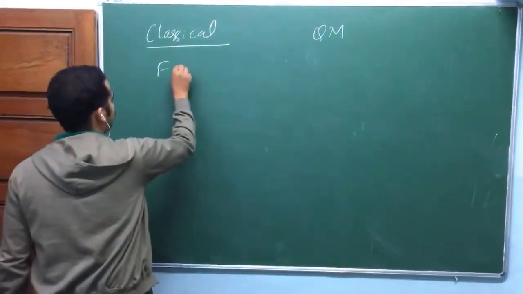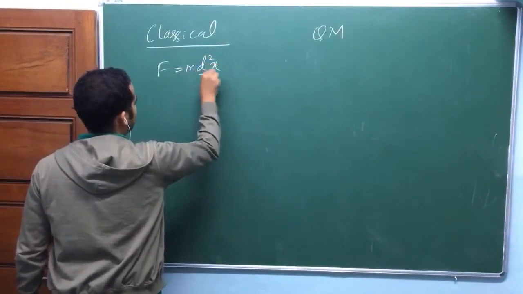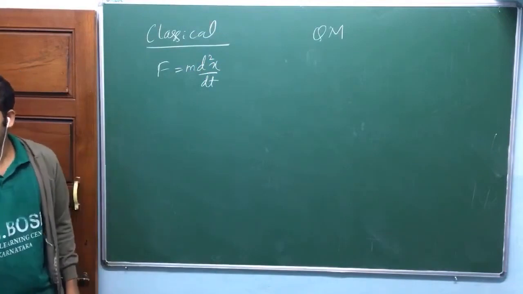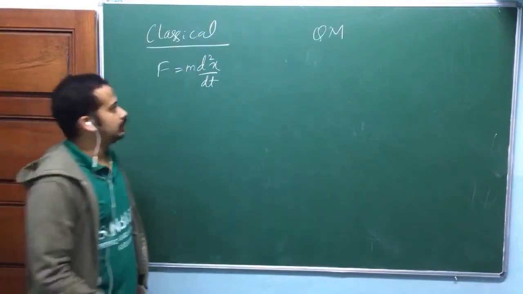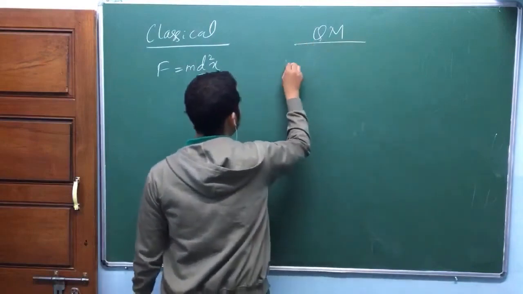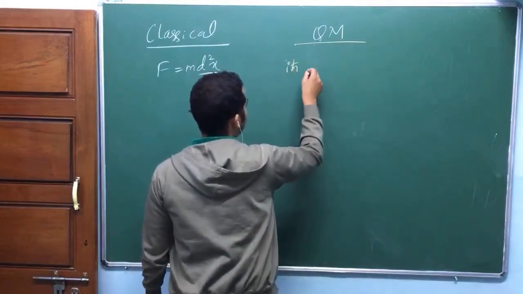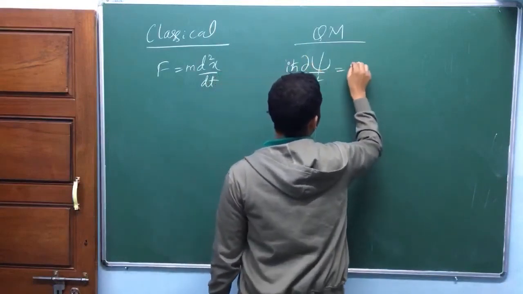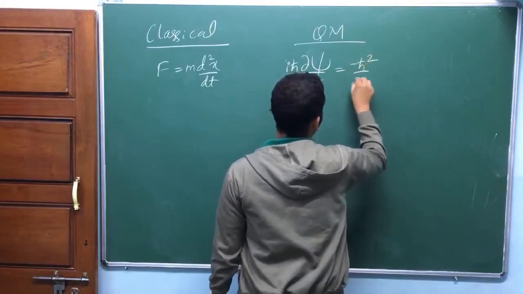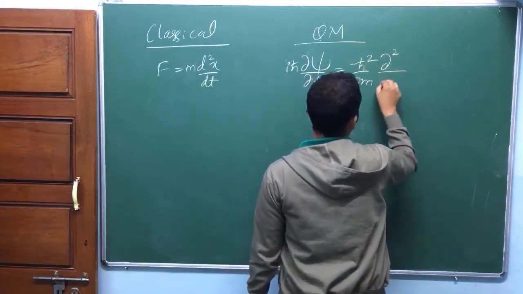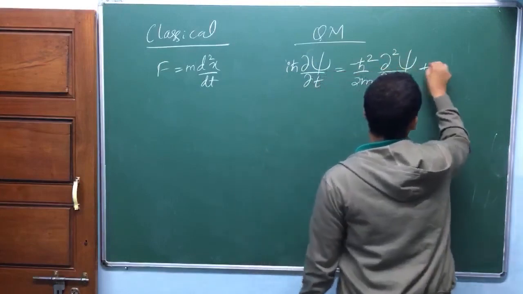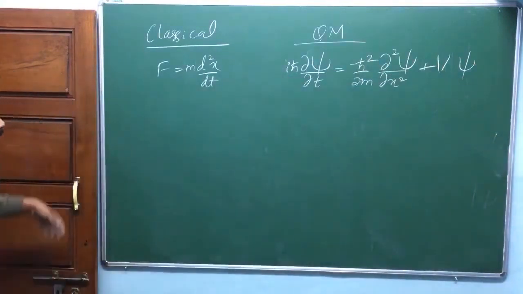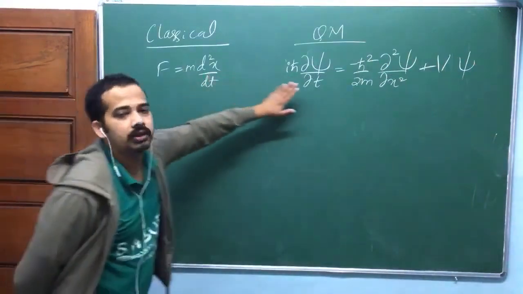Yes. F is equal to m into d square x by dt square. Am I right? In case of classical physics, what is the governing rule? Newton's second law. It's a governing rule, isn't it? So in case of quantum mechanics, this Schrodinger equation places the governing rule: i h bar dou psi by dou t is equal to minus h bar square by 2m into dou square psi by dou x square plus V psi. In quantum mechanics, this is a governing rule.